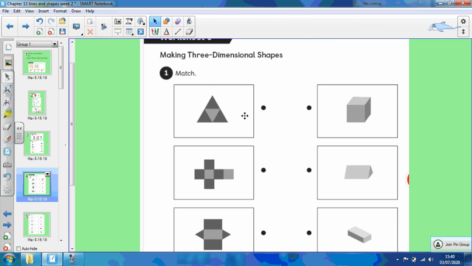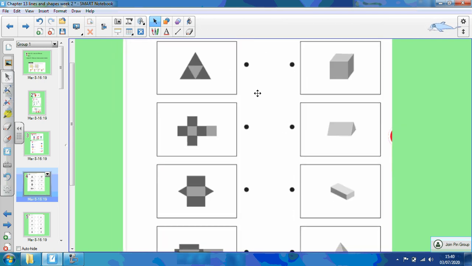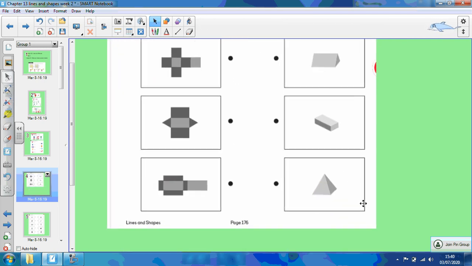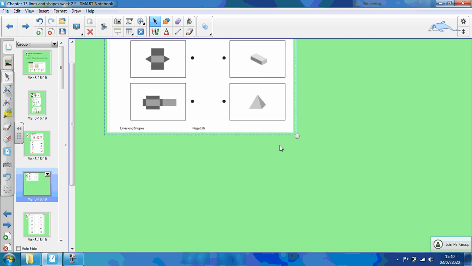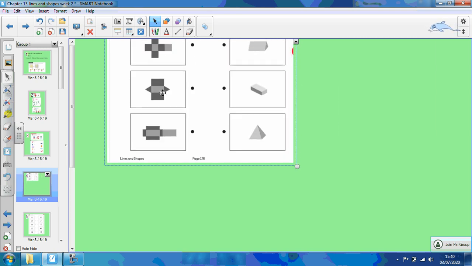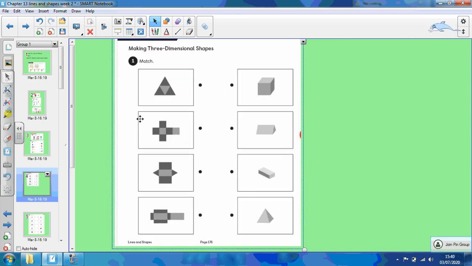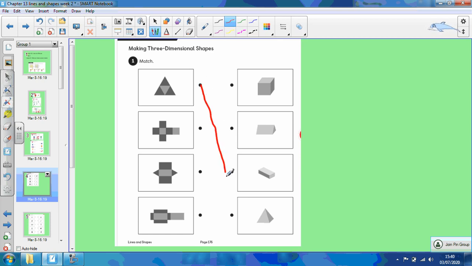Bear with me, I'll just make this smaller so we can match them. Now I haven't got a ruler, but you probably will do at home, so you can match them a bit neater than I can. Let's pull this down. Here's my pen. Join them together. Okay, that's the first one done for you. Can you finish that one off?